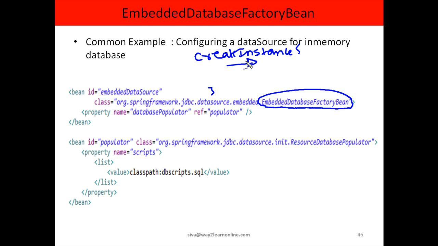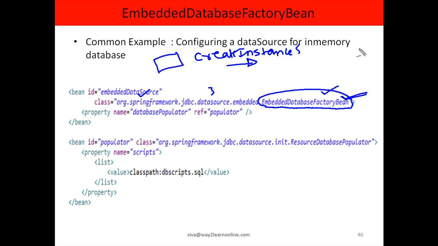Starting an in-memory database is nothing but creating an object of a class and then calling start method on it. So in the create instance method of this class, there will be logic to create an object of in-memory database and starting it. And for that in-memory database, a data source object is created and the data source is returned. That is the logic inside create instance method of embedded database factorybean. So that means if you configure this bean, then you will be getting a data source for an embedded database which is running inside your same JVM.